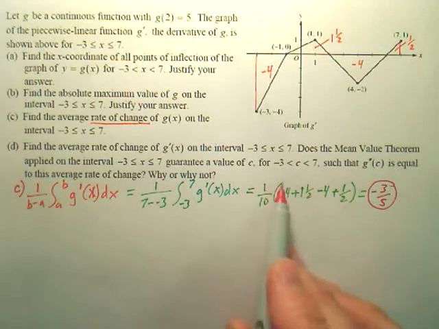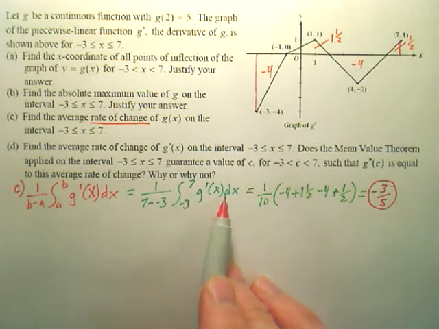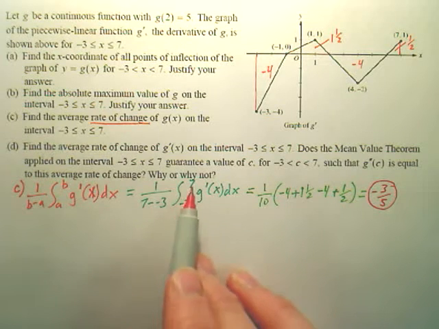Average rate of change. When you do all this, that's the area. That's G prime x integrated from -3 to 7, and this is averaging it.